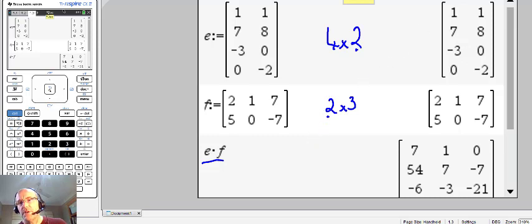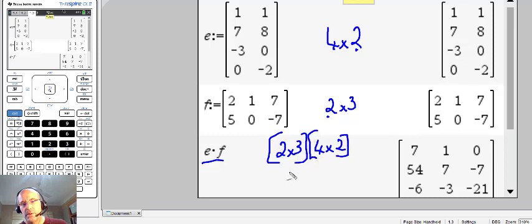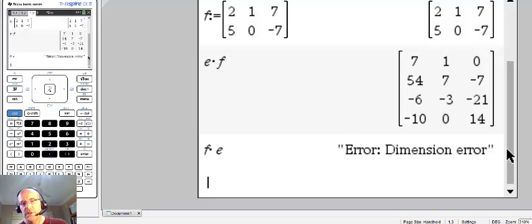But for F times E, the other way around, we go with the 2 by 3 and try to multiply that by the 4 by 2. That would be the case of F times E. We see that the 3 and the 4 are different, which means the number of columns in F, being 3, is not the same as the number of rows in E, being 4, and hence we see an error. They are not conformable.